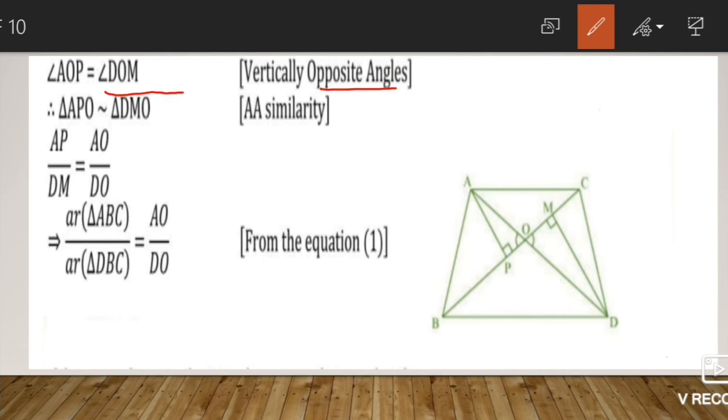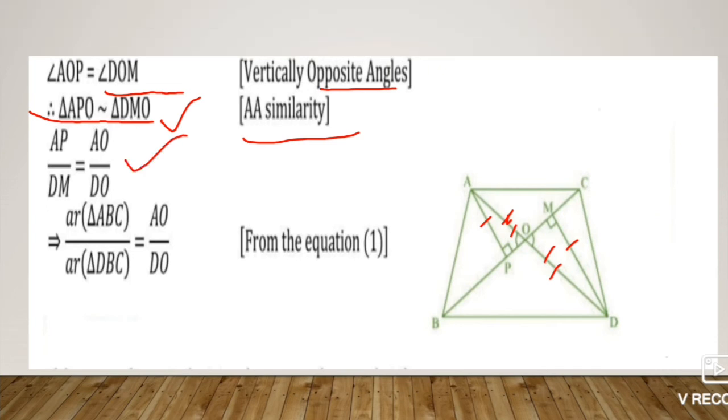So since two corresponding angles are equal, you can use AA similarity and state that triangle APO is similar to triangle DMO. Now since these two triangles are similar, the ratio of corresponding sides are also equal. So you can write AP by DM is equal to AO by DO. This relation.